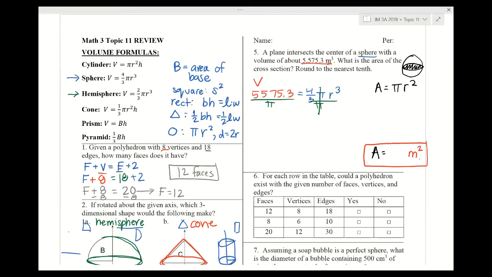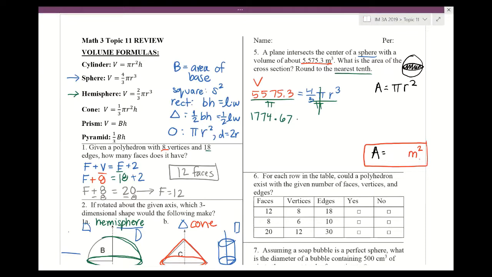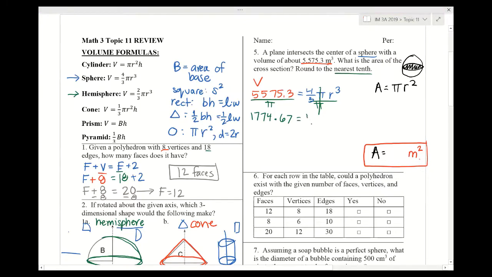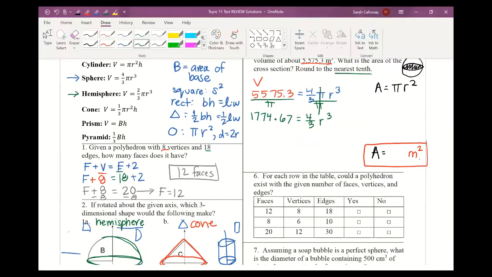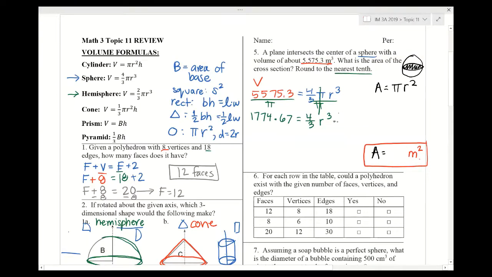So when I divide that by pi, I get 1,774. I'm going to say that that's 0.67. My answer is telling me to round to the nearest 10th. So I'm going to keep 2 decimals and then just round to that 1 decimal place in the last step. So that's still equal to 4/3 times the radius cubed. So that means that in order to get r by itself, I'm going to have to multiply by the reciprocal of 4/3, so 3/4.